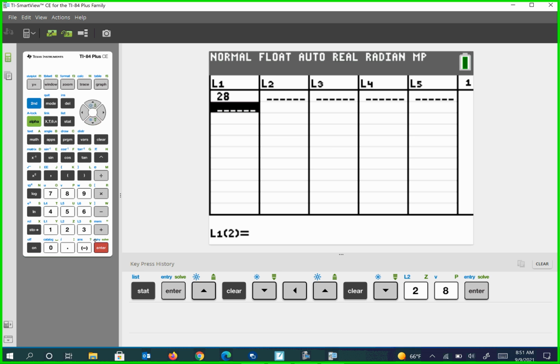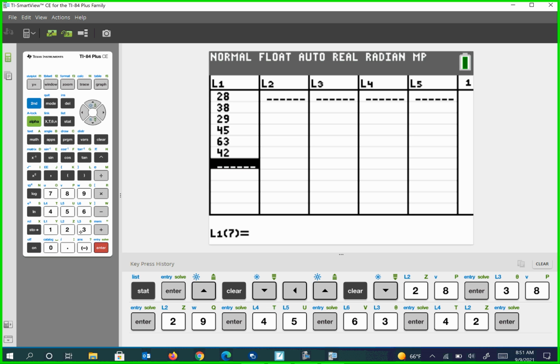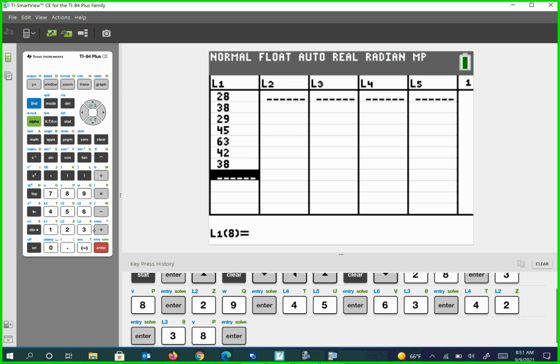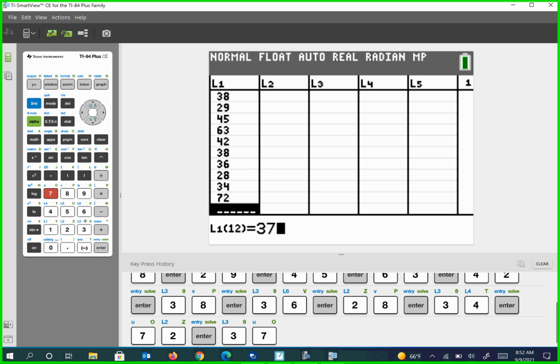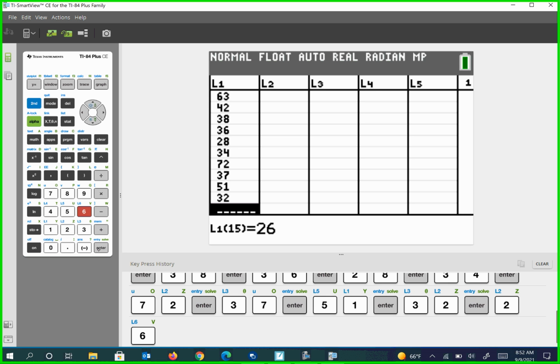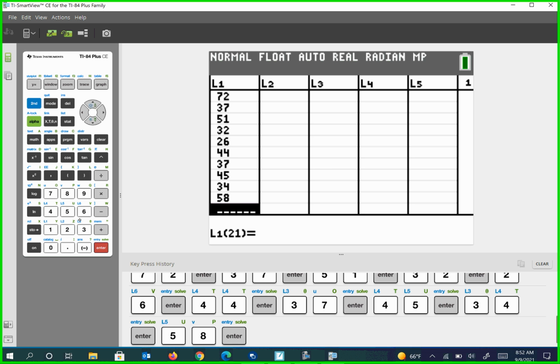28. What's next? 38. 63.42. 38, 36. 28. 34. 72. 37. 51. 32. 26. 44. 37. 45. 34. 58. 65. And 40.